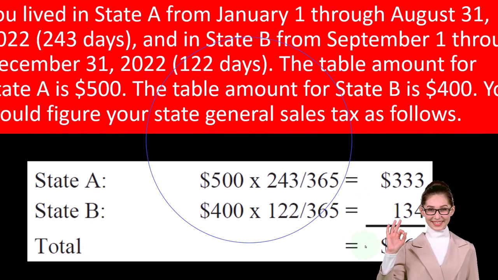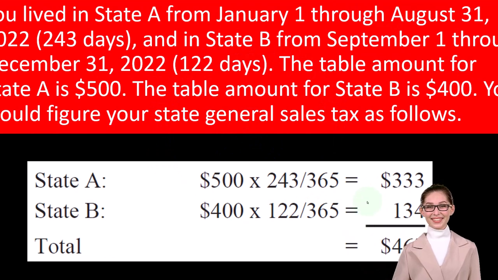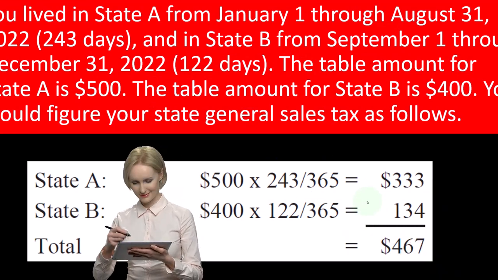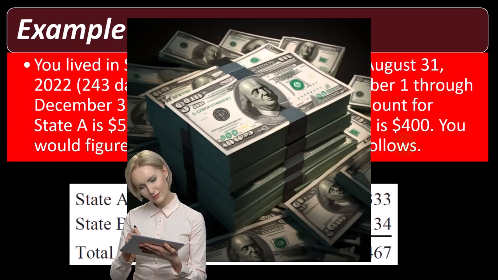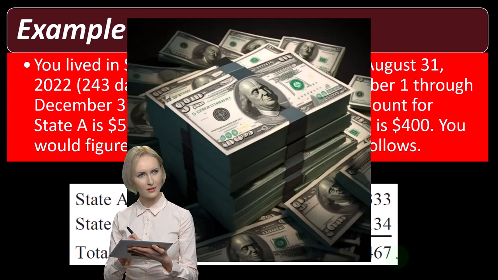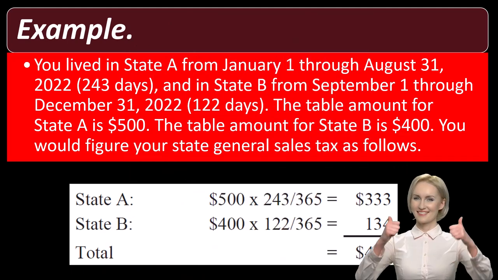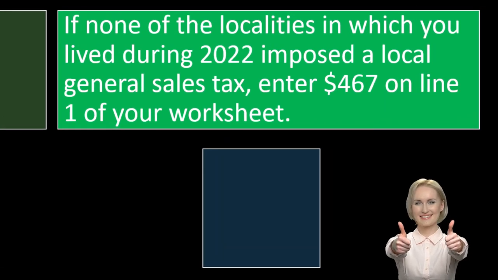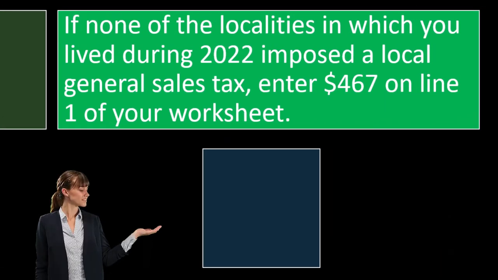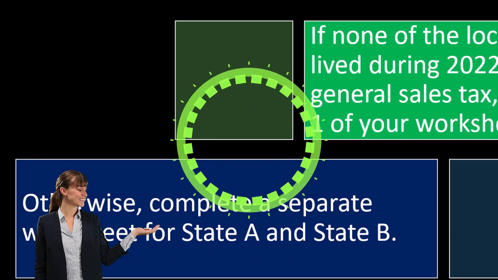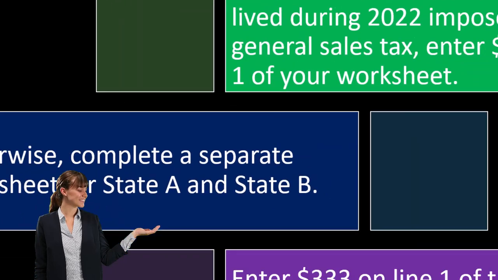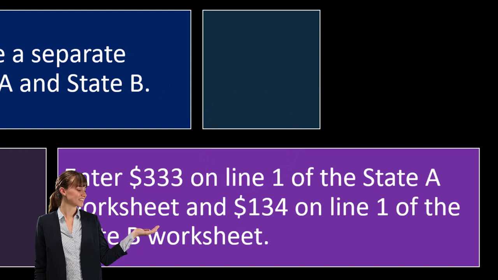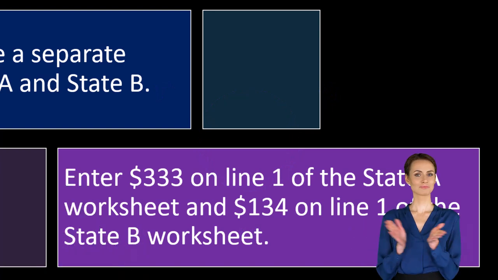So we're in the middle of the two amounts, which were 500 and 400, at the 467, weighting it towards the place that we spent more time, using that fraction approach. That approach, by the way, is a useful concept to have in the toolkit as issues like that come up. So if none of the localities in which you lived during 2022 imposed a local general sales tax, enter 467 on line one of your worksheet. Otherwise, complete a separate worksheet for state A and state B. Enter 333 on line one of the state A worksheet and 134 on line one of the state B worksheet.